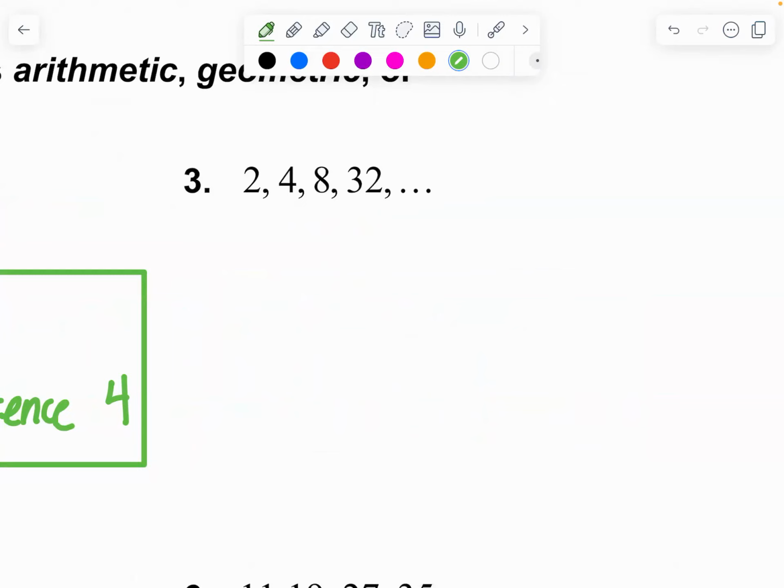One number 3, DJ. So you're saying 2 times 2 is 4, 4 times 2 is 8, 8 times 2 is 32. No. This times 4, right? That's not consistent, is it? Is it no? Neither. There's no pattern.